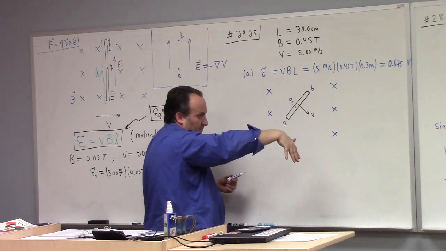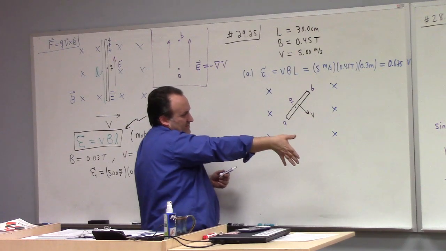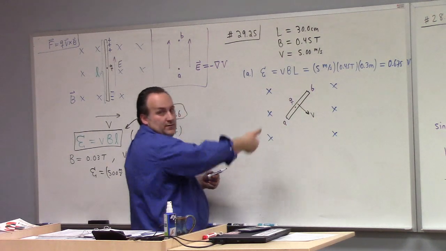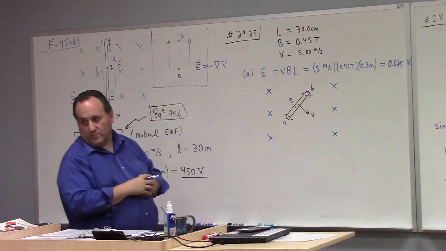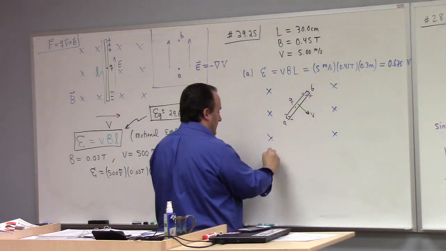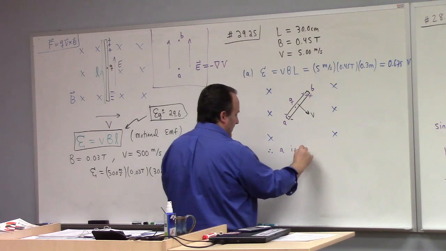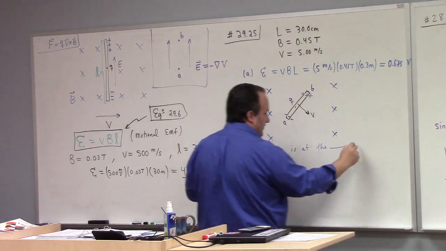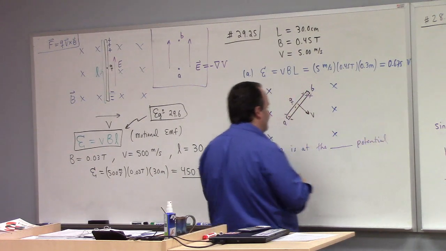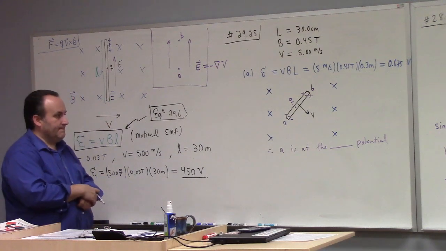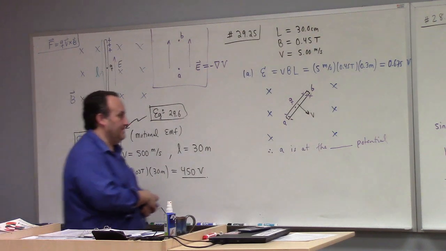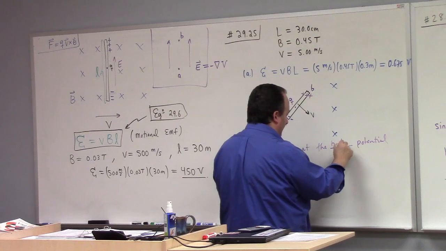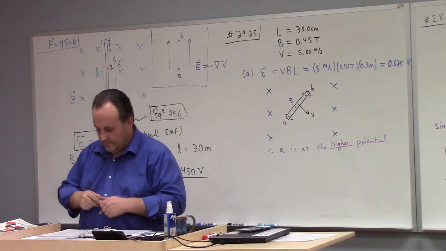Okay, so V cross into B, so up that way. So we're going to get the positive charges up here and the negative charges down there, which says that, therefore, A is at the blank potential, higher or lower? Higher, right.